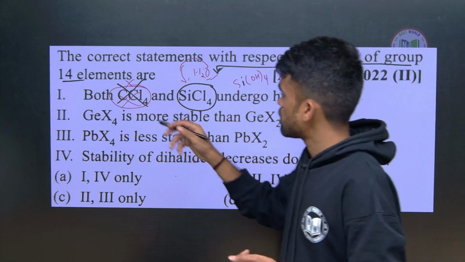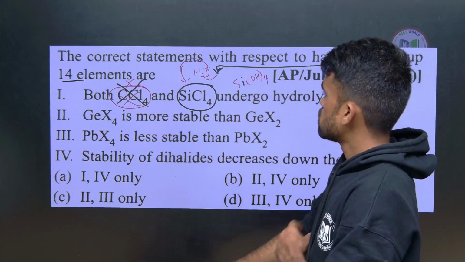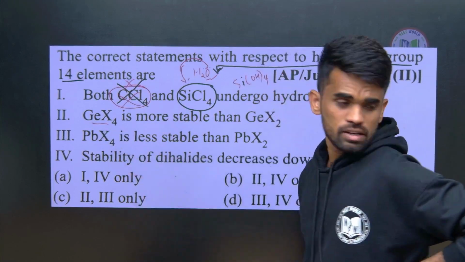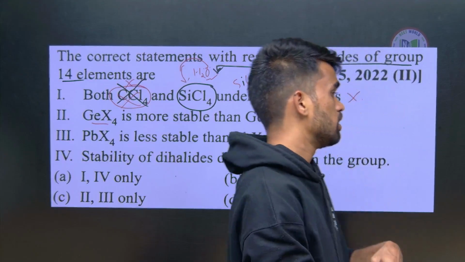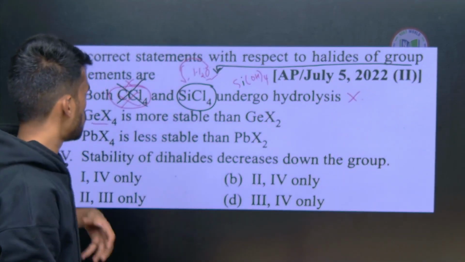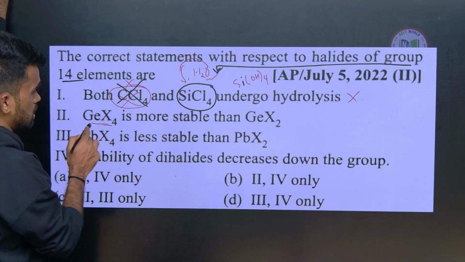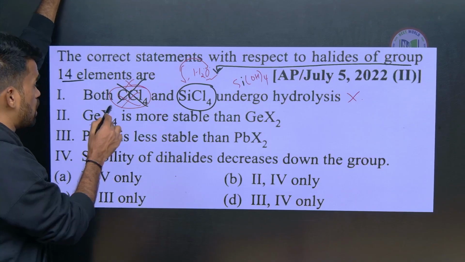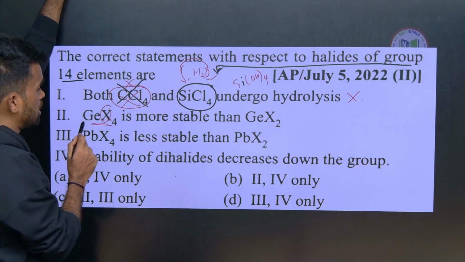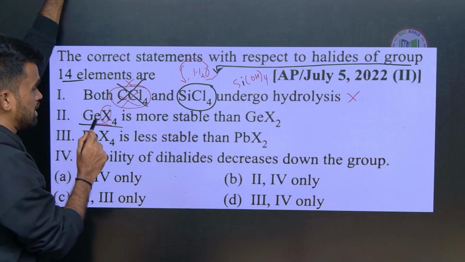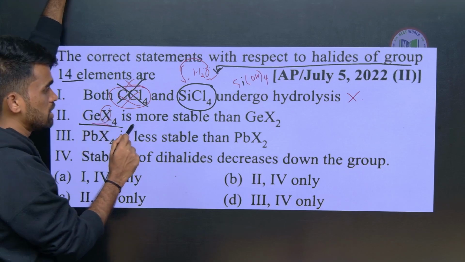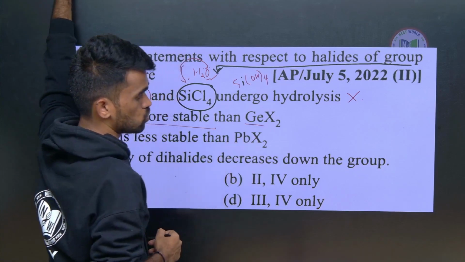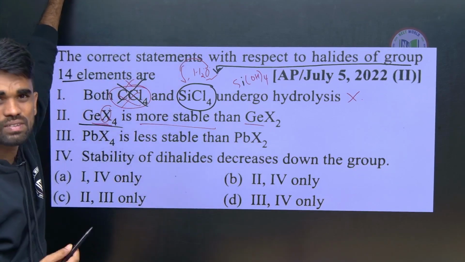So this is incorrect. Next, germanium, a tetra coordinated compound with 4 ligands, 4 halogens. They are saying GeX4 is more stable than GeX2. X means any of these halogens.